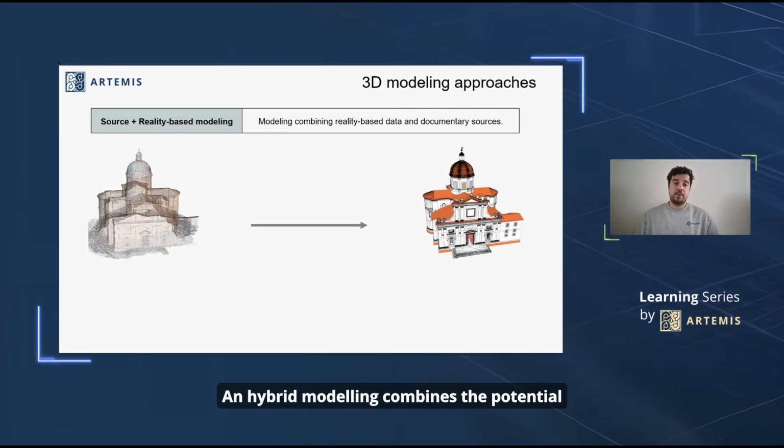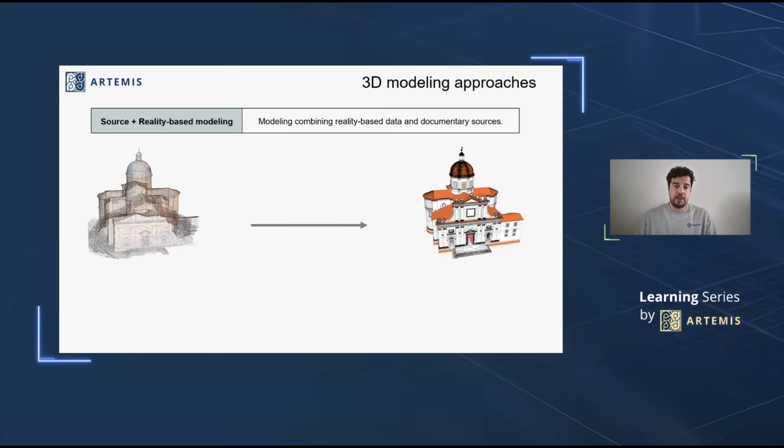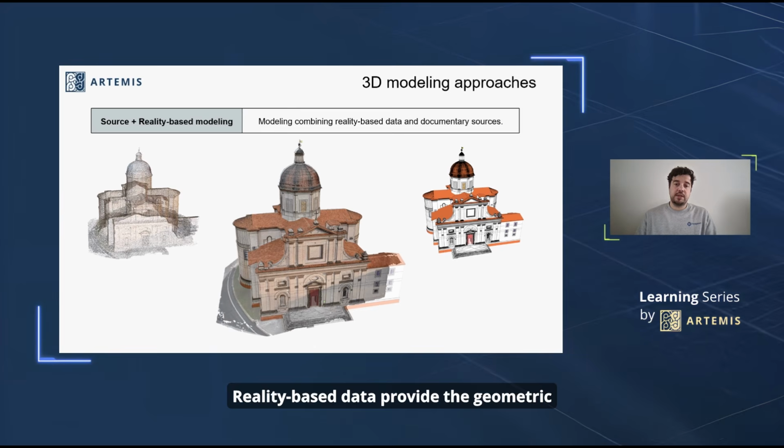A hybrid modeling combines the potential of the approaches just described, supporting the creation of an accurate model with associated information. Reality-based data provide the geometric and metric basis, while historical and documentary sources make it possible to integrate and enrich the model with different kinds of informational content. In particular, this is the case of the heritage BIM models, where BIM stands for Building Information Modeling.